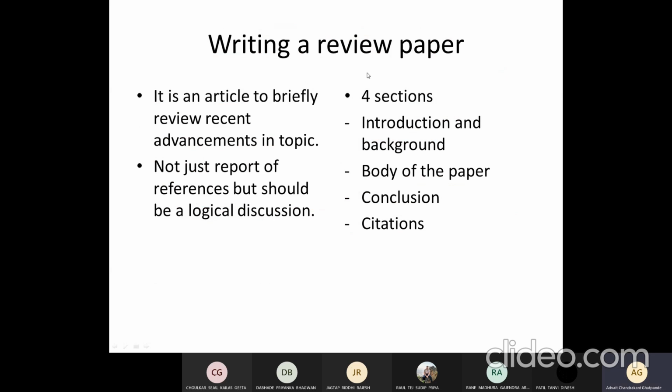Then the next part is writing a review paper. So what is a review paper first of all? Writing a review paper. A review is an article to briefly review recent advancement in a particular topic. Recent advancement in a particular topic. Now what is a review?